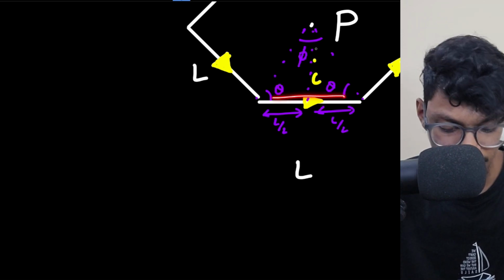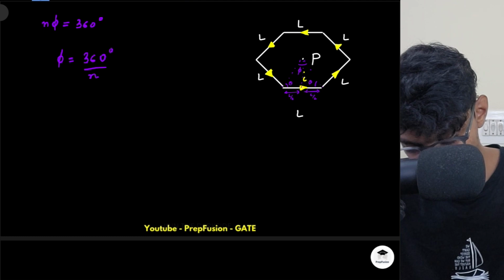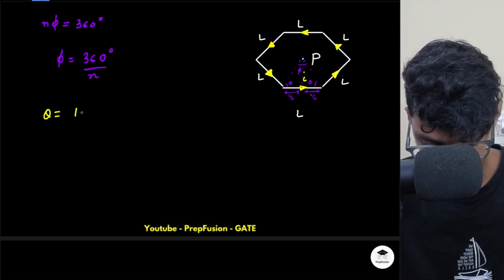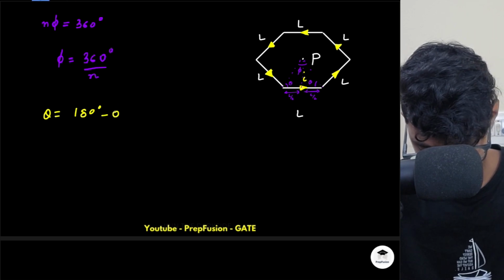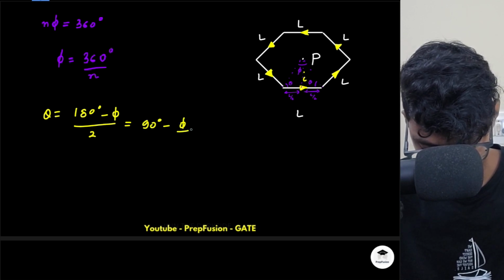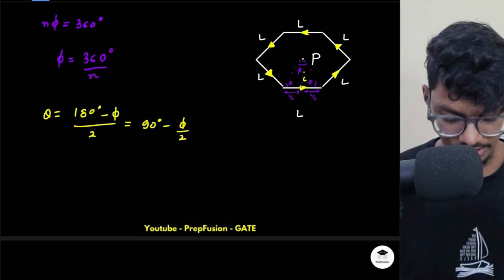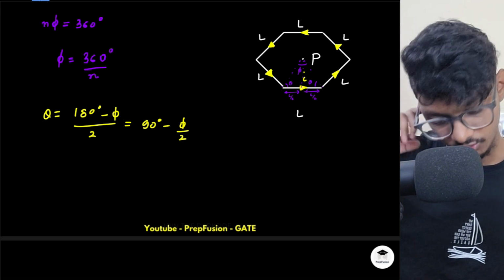Next, I want to find out theta, because with the help of theta only I will be able to comment on alpha and beta. They are the same only, so that I will be able to write it in the formula. So what is my theta? Theta will be simply 180 minus phi, divided by 2. So this will be simply 90 minus phi by 2. And what is phi? Phi is actually 360 by n. That I will put later on. Don't worry about that.